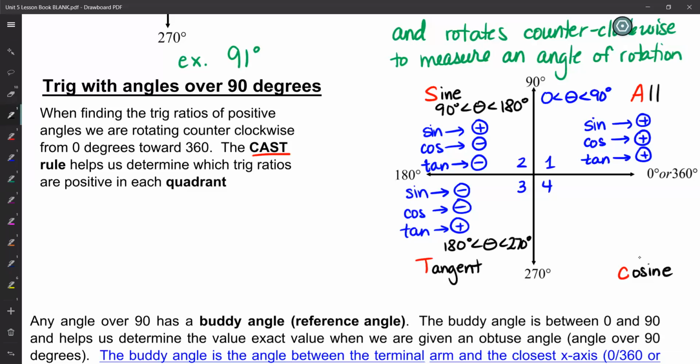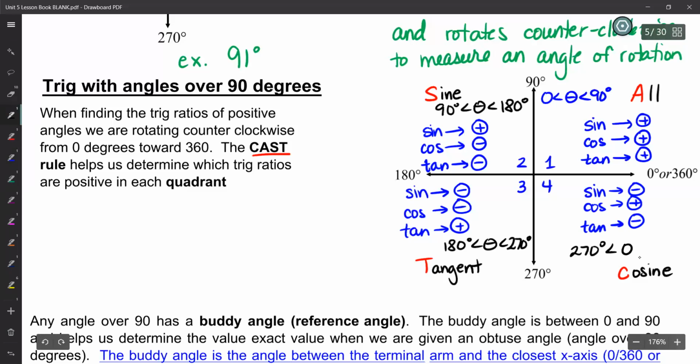And any guesses as to what will happen in the cosine quadrant? What will be the results when we test a value? Okay, so cos will be positive in its own quadrant. Tan and sine will be negative. And that is for any angle that you would choose between 270 and 360.